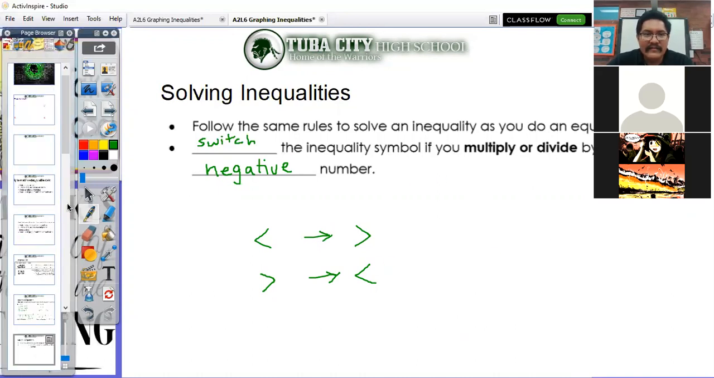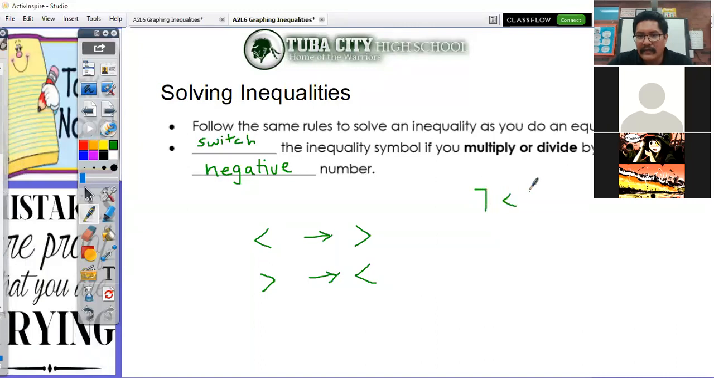Now, I don't know if I have enough time to go into why that is. Let me see if I can do a really quick one. So let's say 7 is less than 10, which is true. Okay, no one's going to argue with that. 7 is less than 10. But what happens if I were to add 5 to both sides? So add 5 to both sides. 12 is less than 15. Still true. I can add numbers and it will still be true.